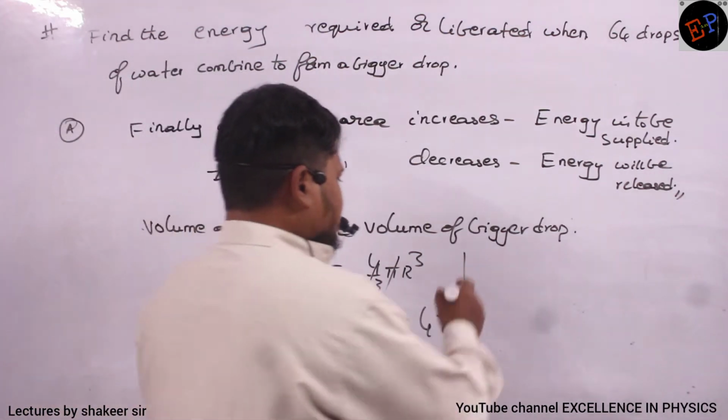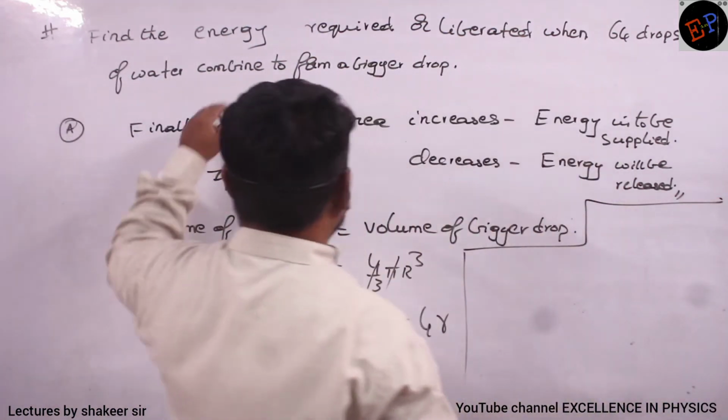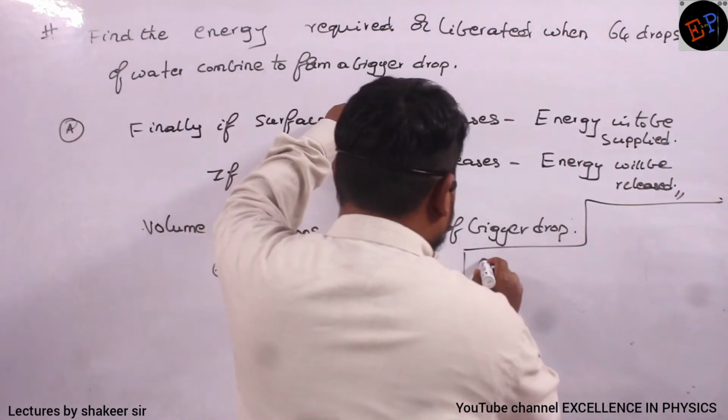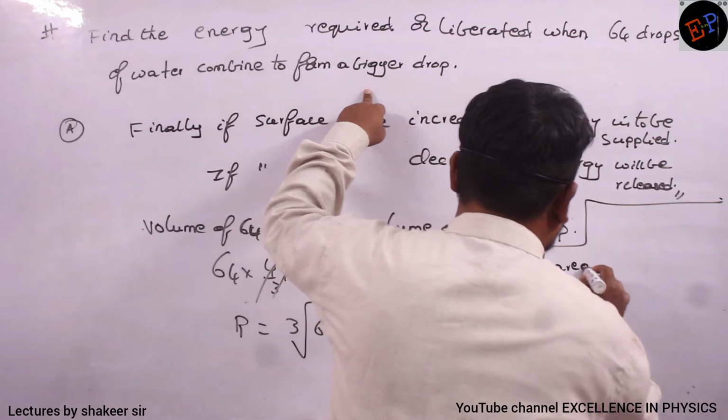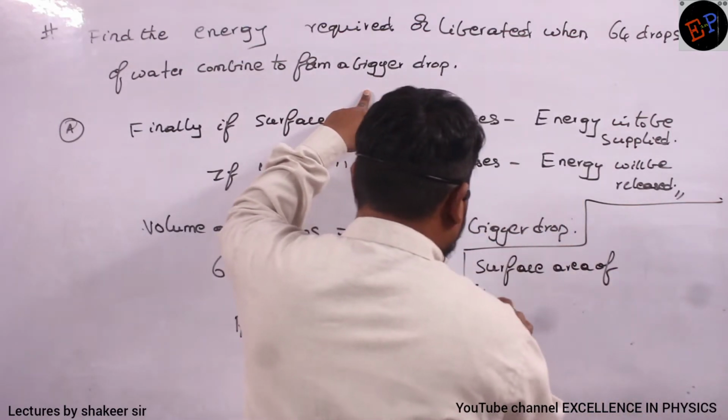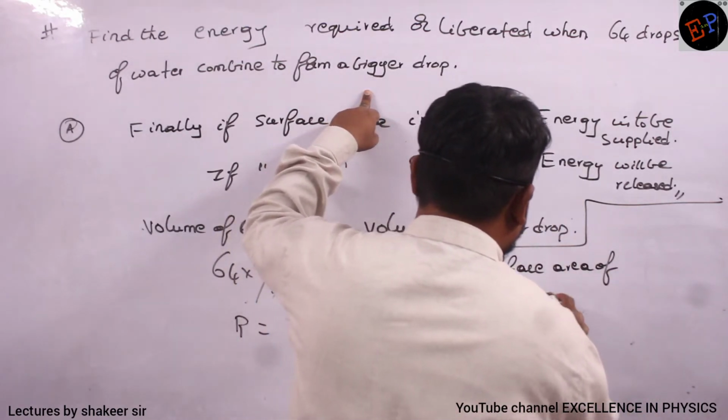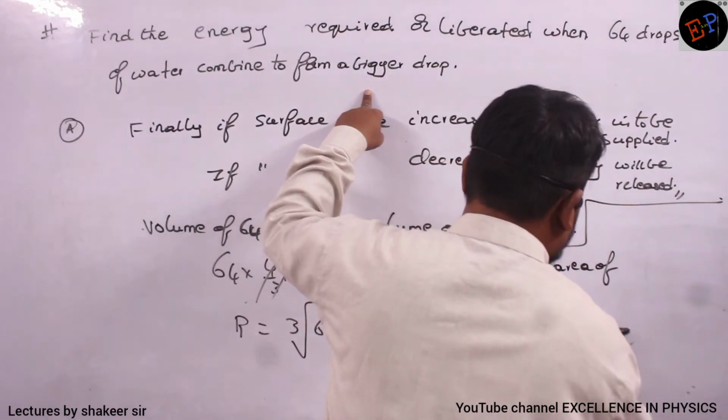Clear now? So initially what do we have? Initially we have 64 drops. So therefore the surface area of 64 drops is how much? This equals the surface area formula.